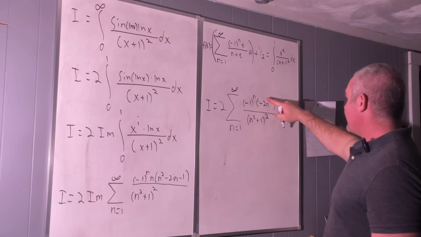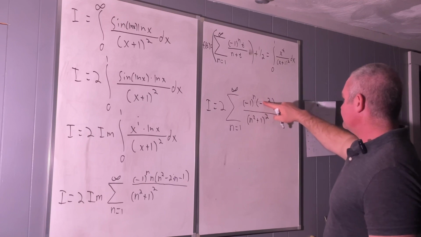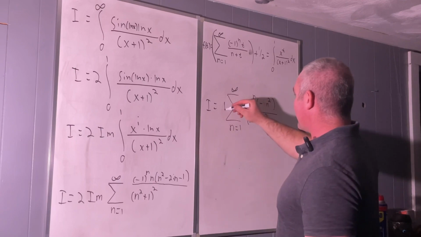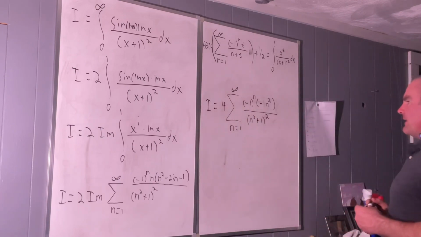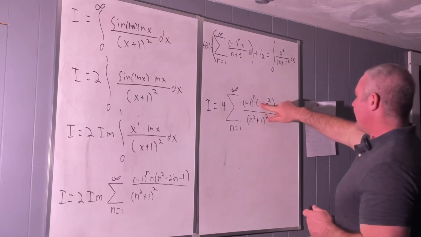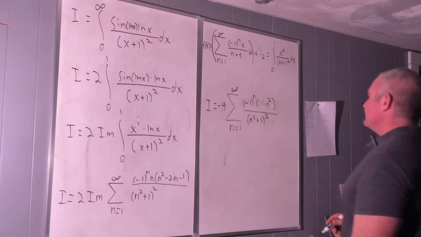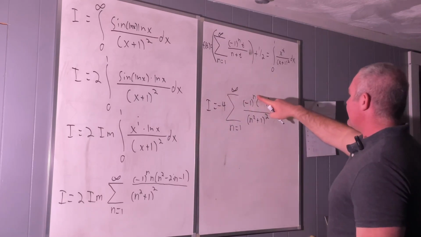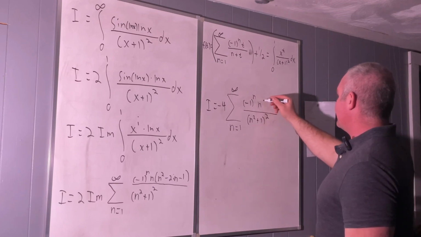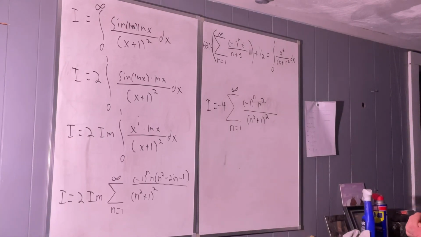And then we can go ahead and take this 2 out, I suppose, and make this 4 times the sum from n equals 1 to infinity of -1 to the n. And then we'll go ahead and bring this negative sign out as well. Get rid of these parentheses just to clean it up a little bit. And that is the final answer.